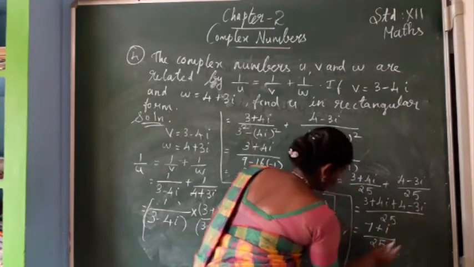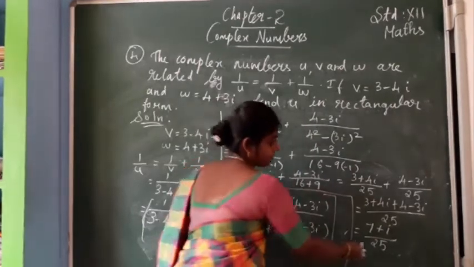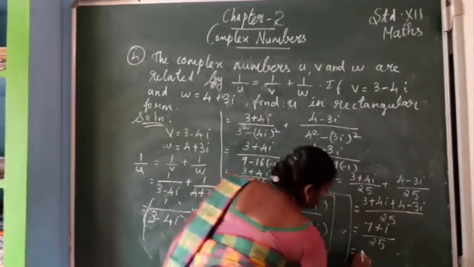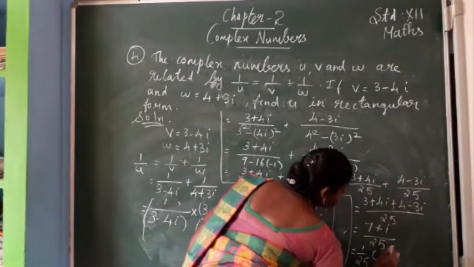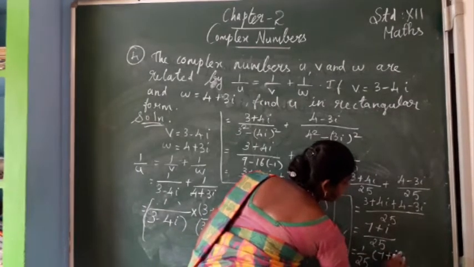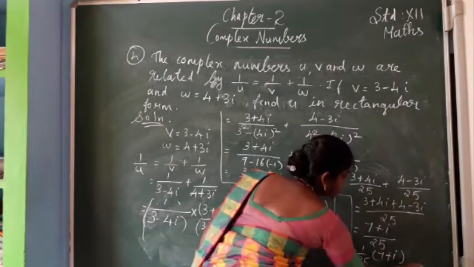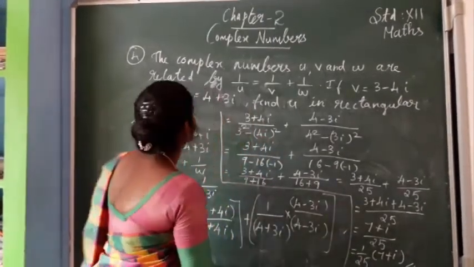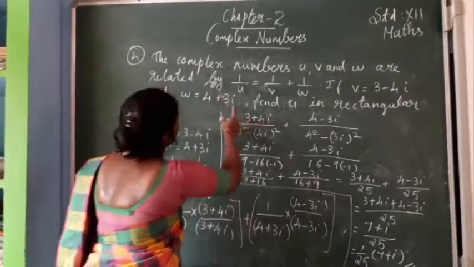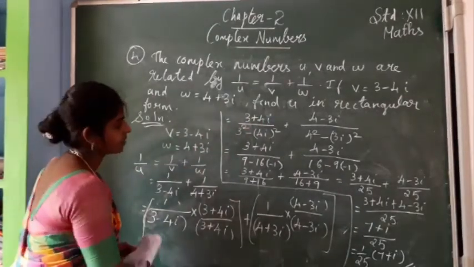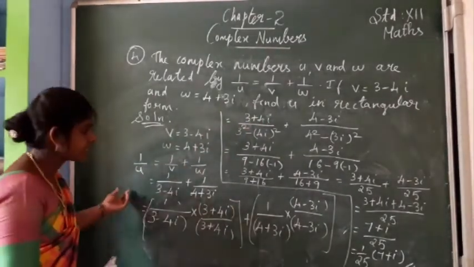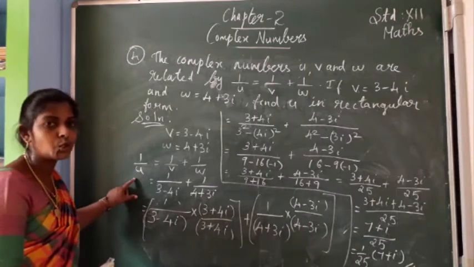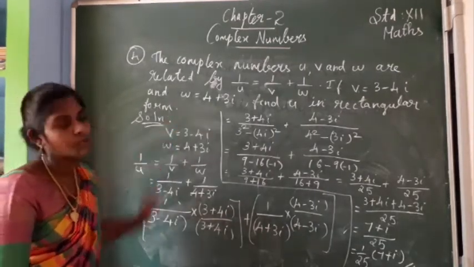Dividing by 25, we can take 1/25 outside. So 1/25 into (7 + i). So this is the answer. 1/25 into (7 + i) is the answer for this question. So this is the answer for the 1/u value. You have to find the u value.